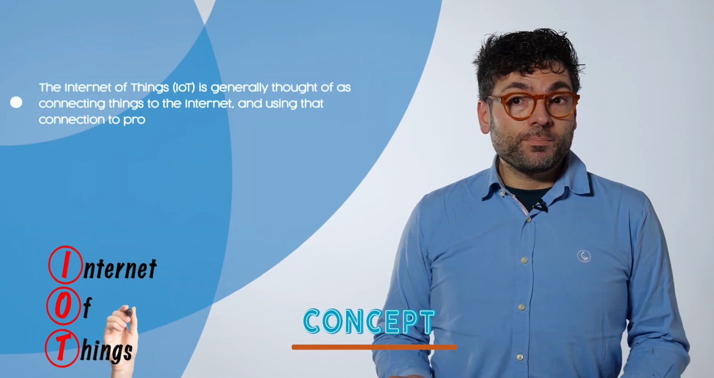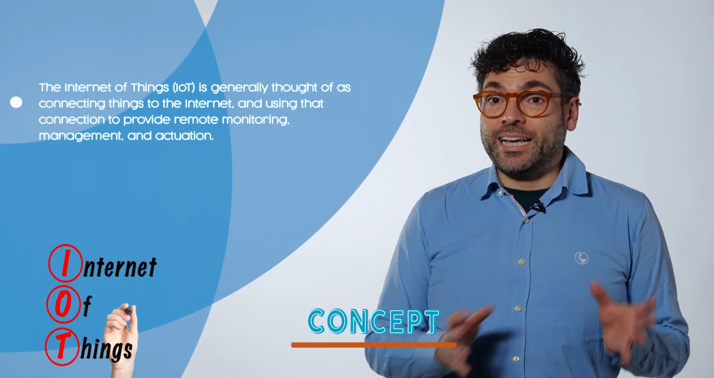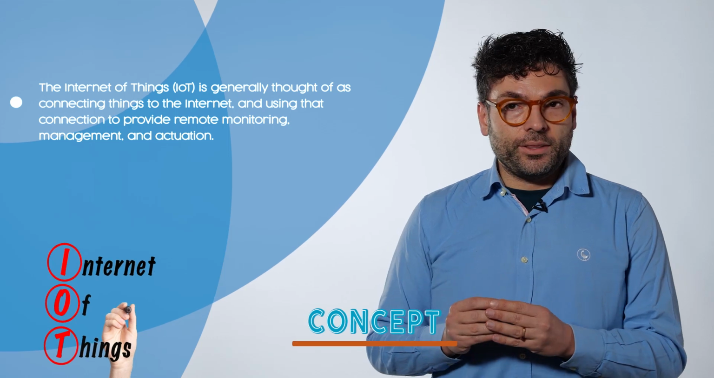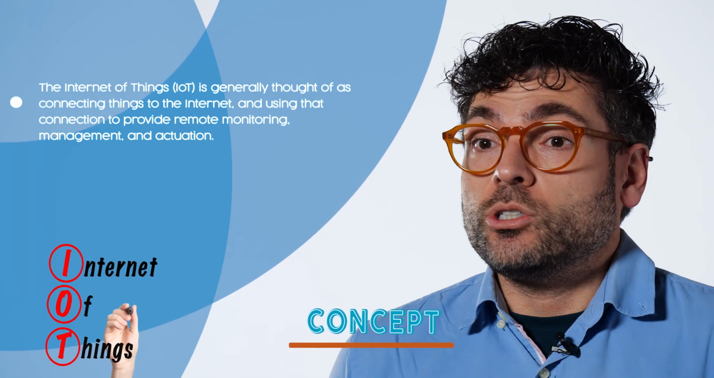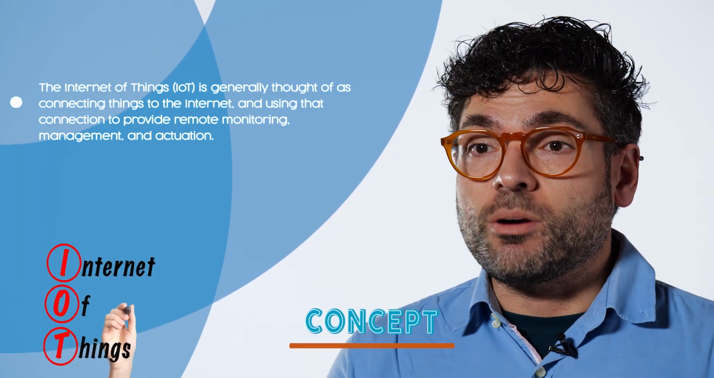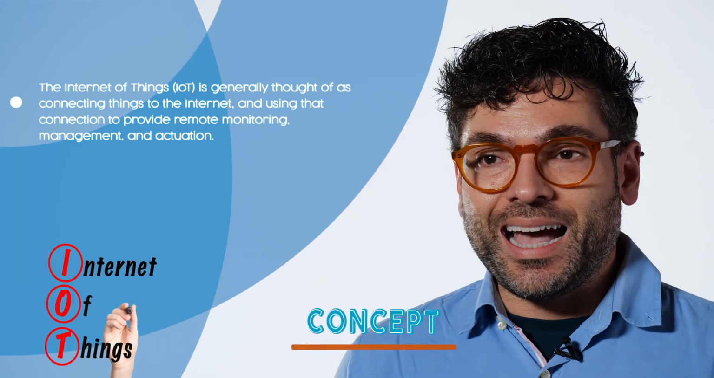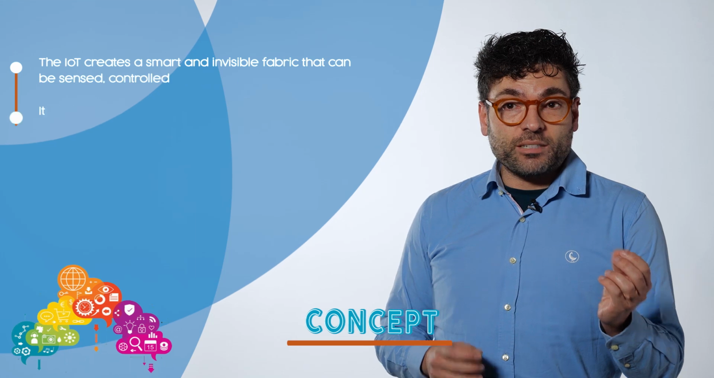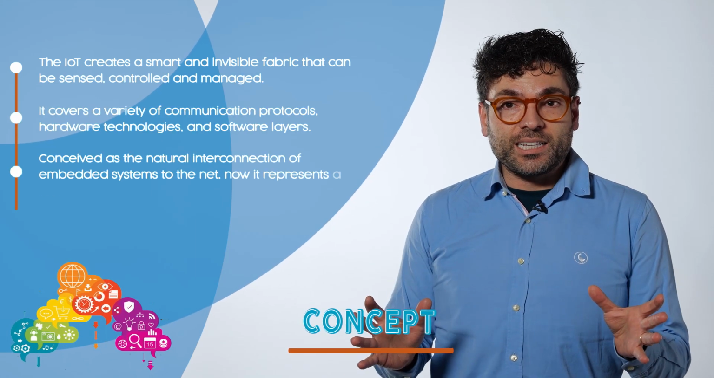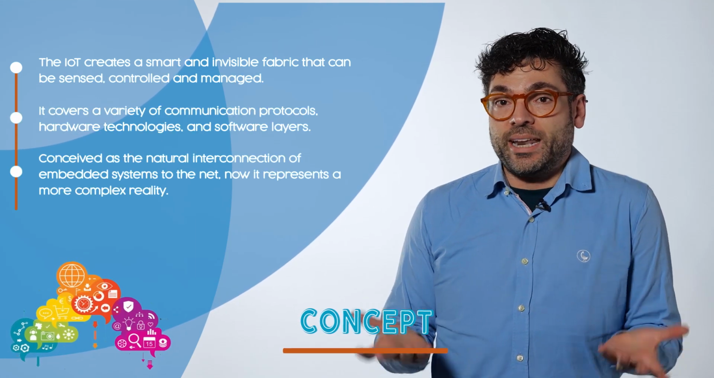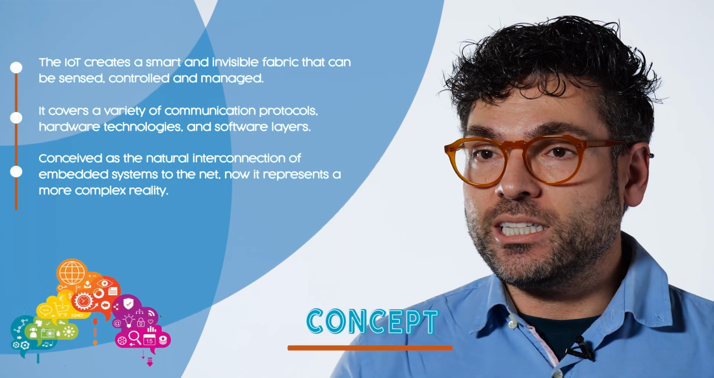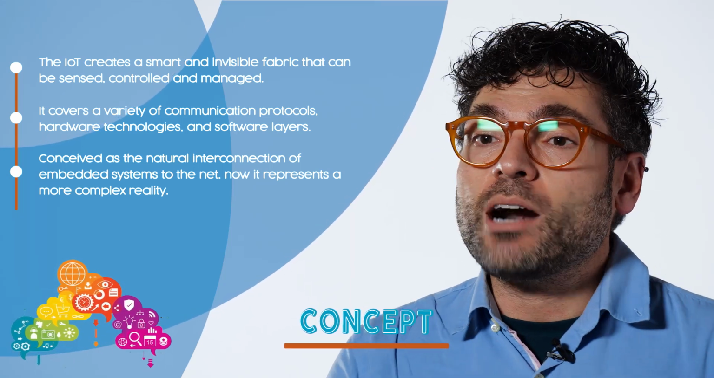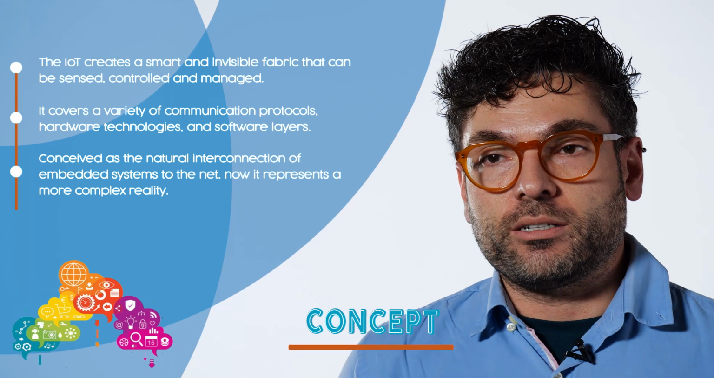The Internet of Things, also known as IoT, is generally defined as the technologies that allow connecting things to the Internet and using that connection to provide remote monitoring, management, and actuation of the surrounding environment. The IoT creates a smart and invisible fabric that can be sensed, controlled, and managed. It covers a variety of communication protocols, hardware technologies, and software layers.